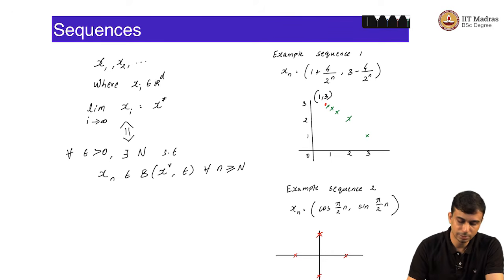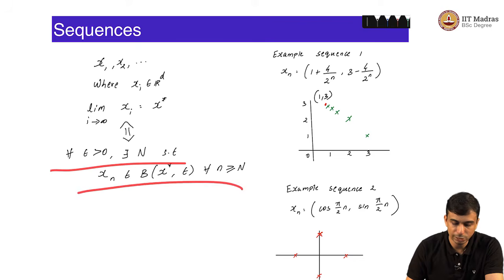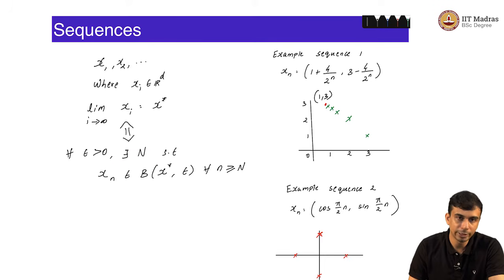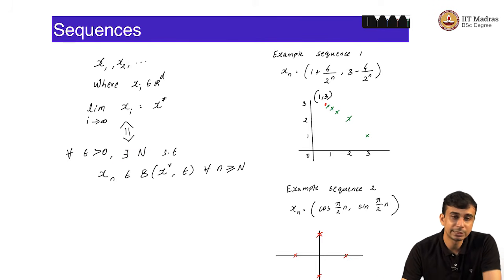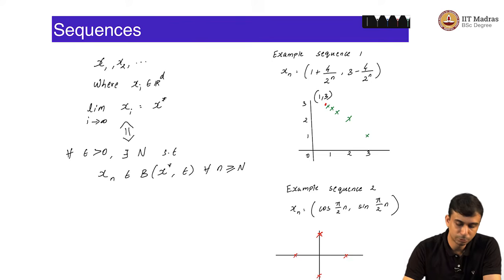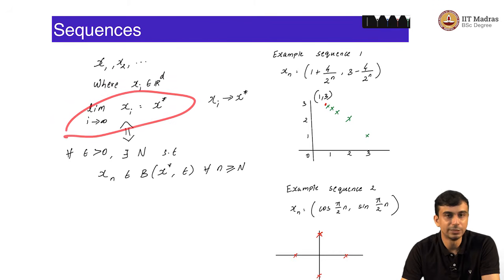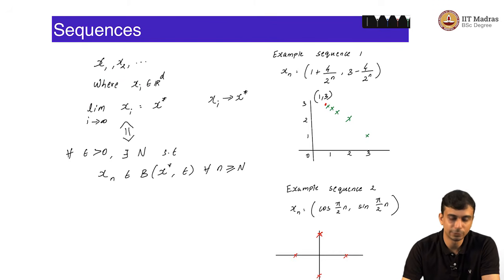So the idea of a limit, and this also explains the logic. This says for all epsilon, which means however small a radius that you choose, there exists a point beyond which your sequence stays inside that ball of radius epsilon centered at x star. This is equivalent to saying that the limit as i approaches infinity, xi is equal to x star, or you might also write this simply as xi approaches x star. This is another alternate notation, where your xi tends to x star or xi approaches x star. All these are equivalent statements for the same mathematical fact.